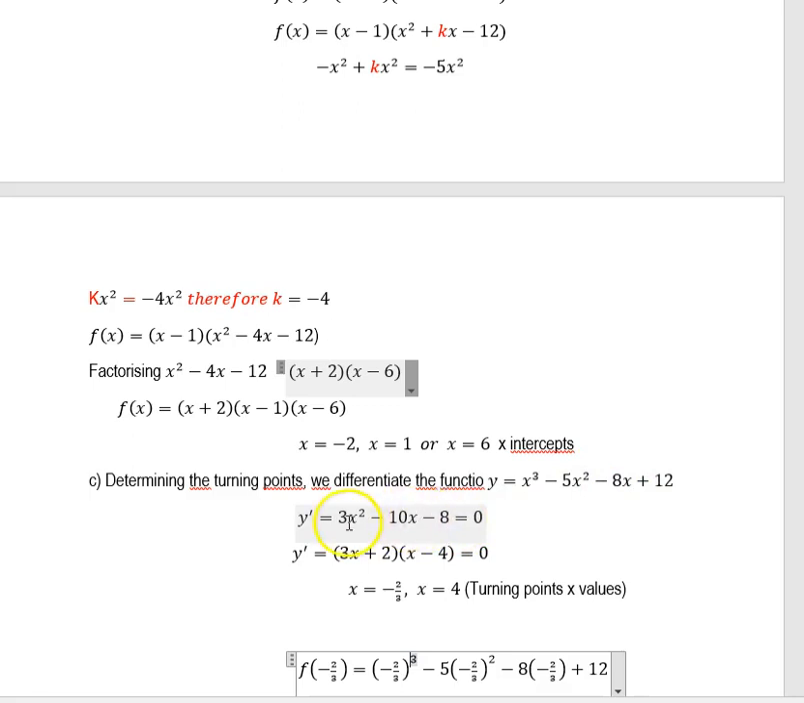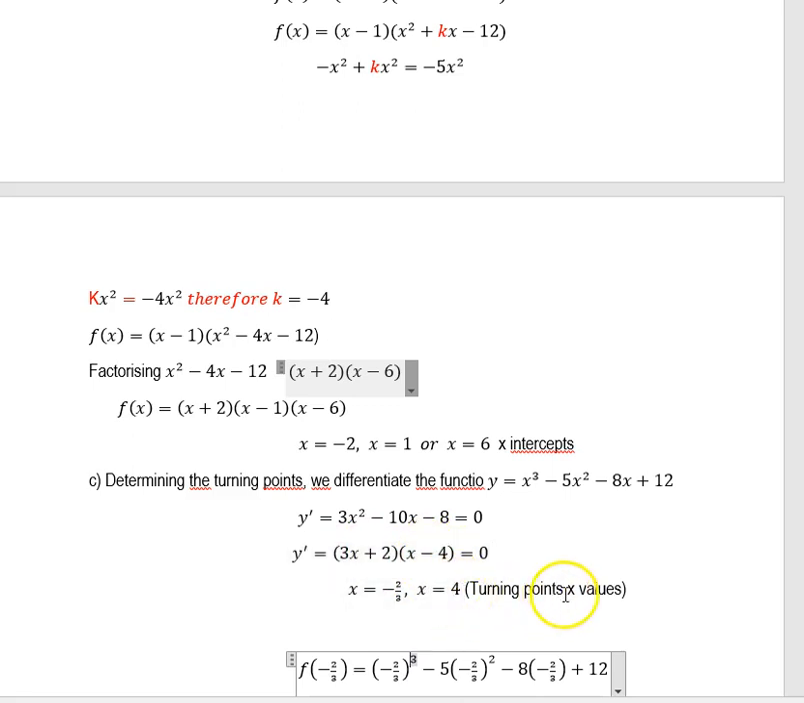After differentiating, we need to solve for x to find the x turning points. So if I factorize that, the factors of 24, which is 3 times minus 8, should give me positive 6 when added. If you are not comfortable with factorizing, you can use your formula method to solve for x. So if I do that, the x values will be x equals minus 2 over 3, and the other value of x will be x equals 4.